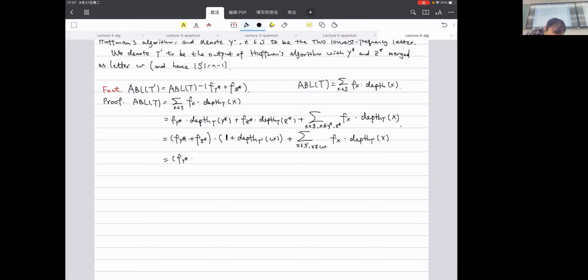And this equals f y prime plus f z prime. And for this part, we merged it into the summation there. So this equals the summation of x in S prime, f x times the depth in T prime of x. And actually, this equals f y star plus f z star plus ABL of T prime. And this finishes the proof. So is this proof clear to you? Any questions?